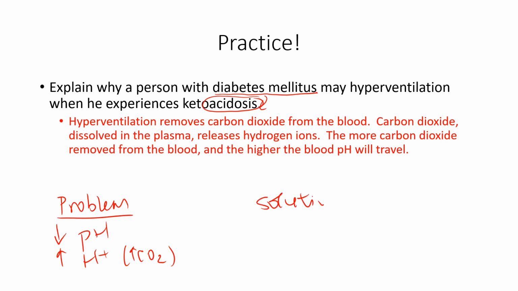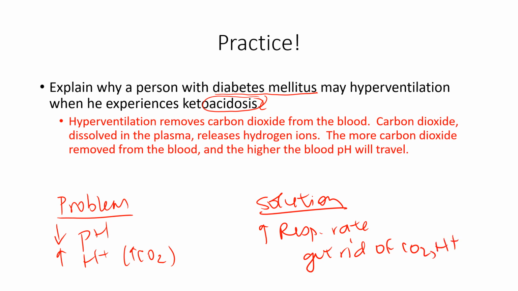So the solution is we want to get rid of as many CO2s as possible, and the way that you do that is to respire or breathe faster. Now, how does that help you? That gets rid of CO2, and if you get rid of CO2, you also get rid of hydrogens, okay? And then that will bring your blood pH back down. So remember our trick from earlier? If your pH is going in one direction, your respiration rate goes in the opposite direction. That holds true here once again, okay? So this hyperventilation will be the solution for a person who's in acidosis.